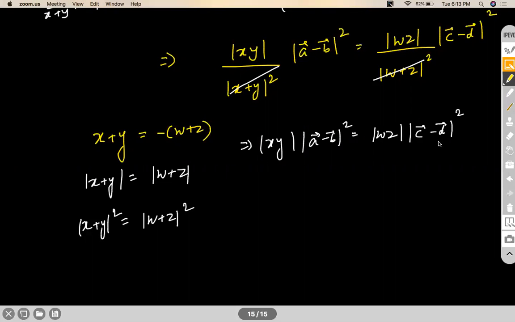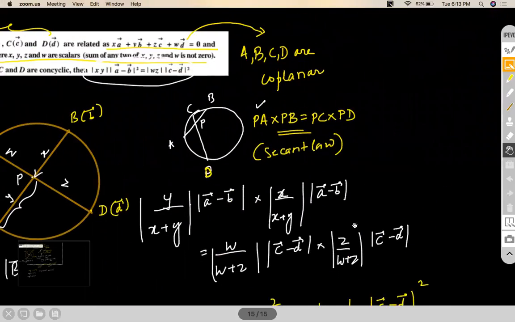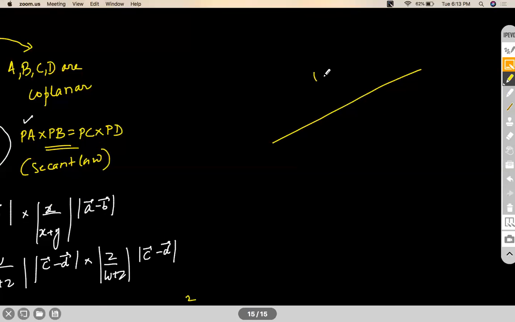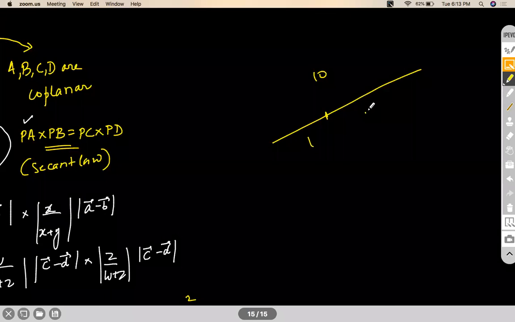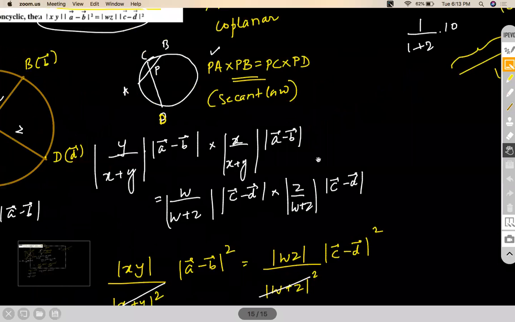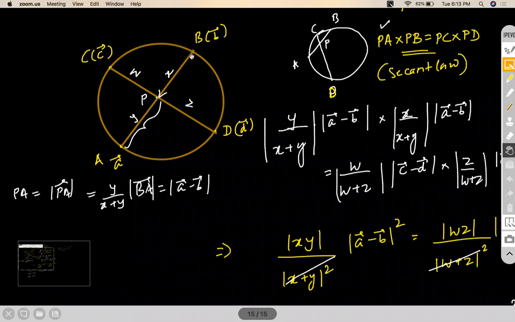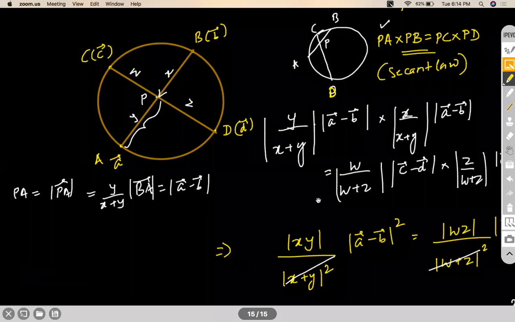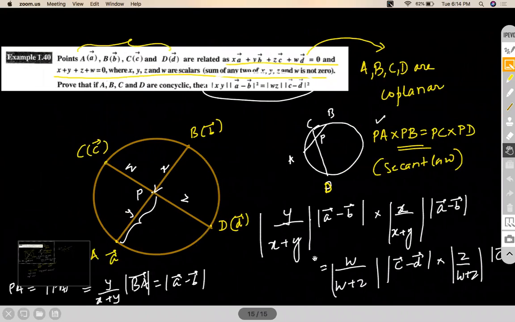Which ratio? I didn't understand that y by x plus y. See, there's a length which is 10, and there is a point which divides it in the ratio 1:2. Then what is this length? 1 by 1 plus 2 times 10, you will say, no? Same thing I did over here. This whole thing is mod a minus b, and this is y is to x. So this part will be y by x plus y times the whole thing. Well, unitary method. Got it. Is this fine?